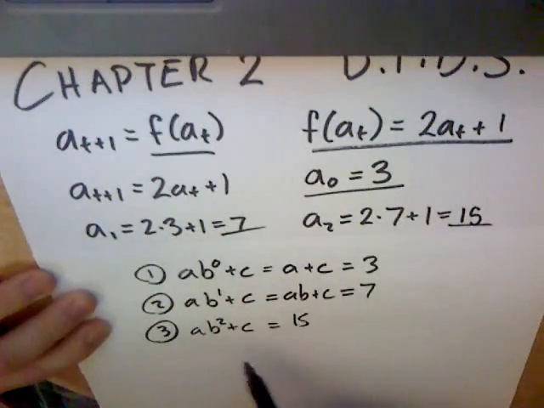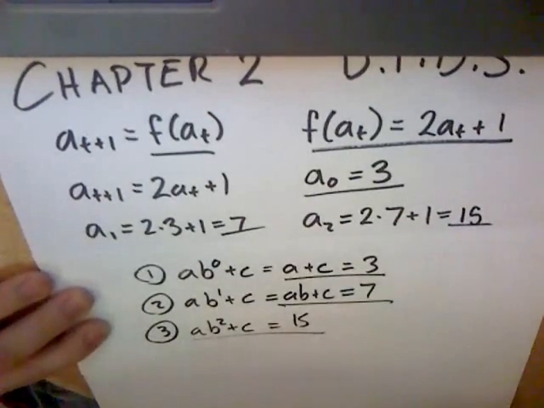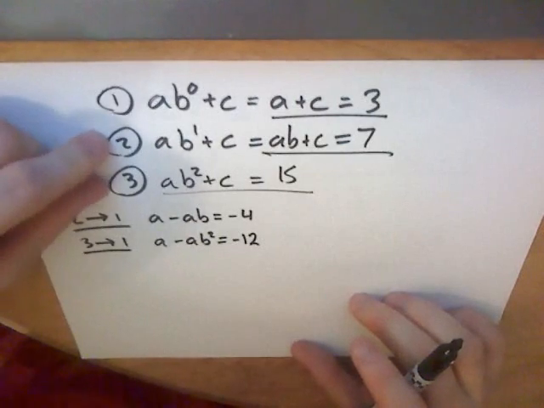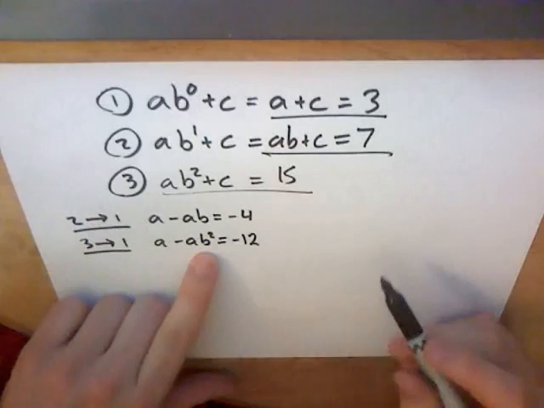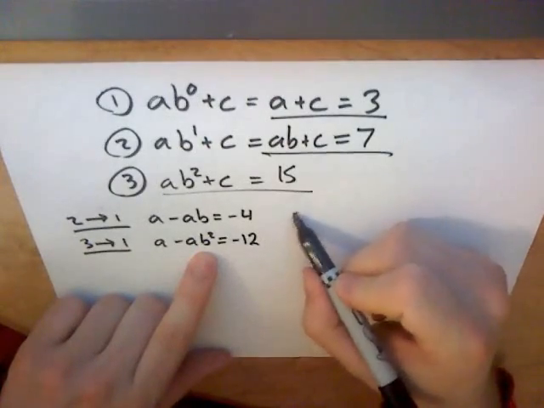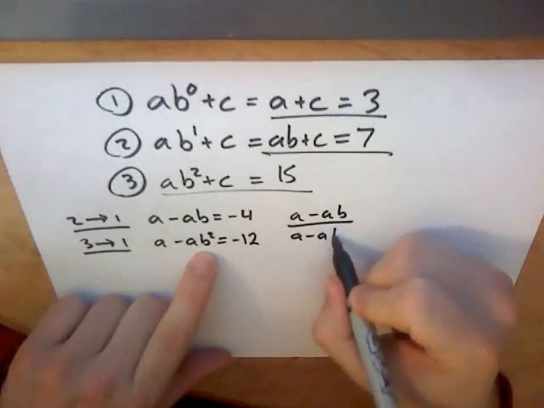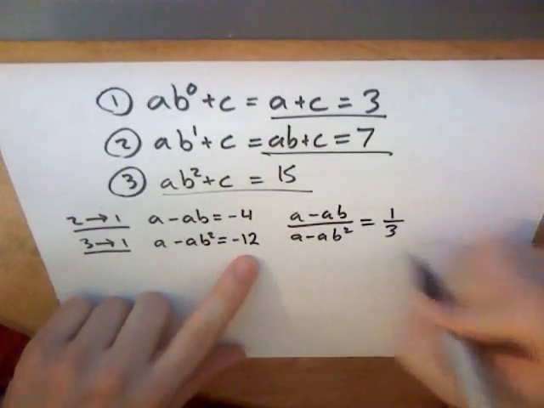Since we have 3 equations and 3 variables, you should have some practice solving these. What we do is we solve for c in equations 2 and 3, and we plug it into equation 1. We should get these 2 equations. Then you create a ratio using these 2 equations, and over here you get 1/3.